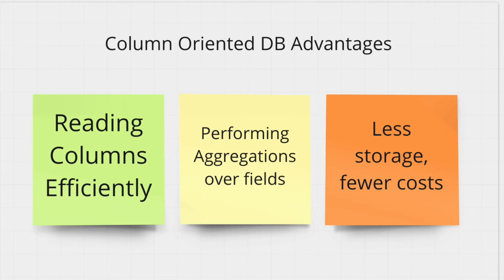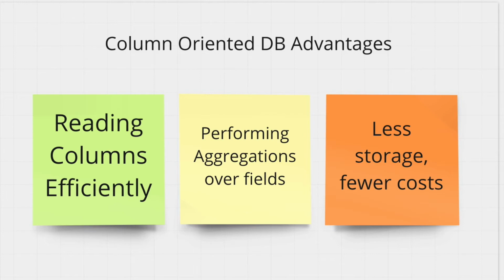Now, for the advantages that you get from a column-oriented database. Obviously, reading columns is very, very efficient. That's because all your data for one column is very close together on disk, so you don't have to seek multiple disks for that one read operation. Performing aggregation is very, very quick. As we saw in the example, if you wanted to find the average age, you just look at that one disk because all your age data is very close together. Whereas in a row database, if you wanted to do the same operation, you would have to look at all the disks, because the data related to every row is close to each other.